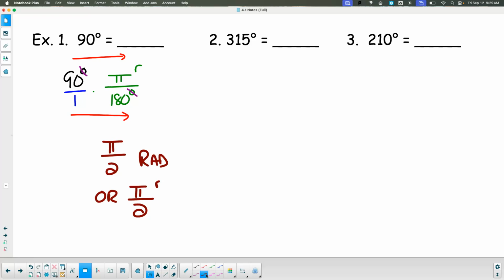Okay. Do 210. We'll skip the middle one. We'll do 210 next. So you try right now converting 210 degrees into radians.